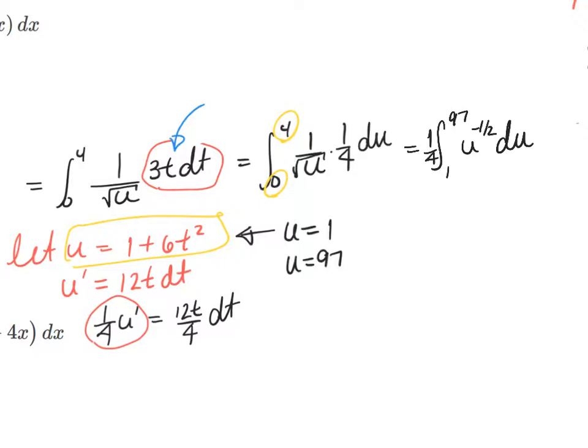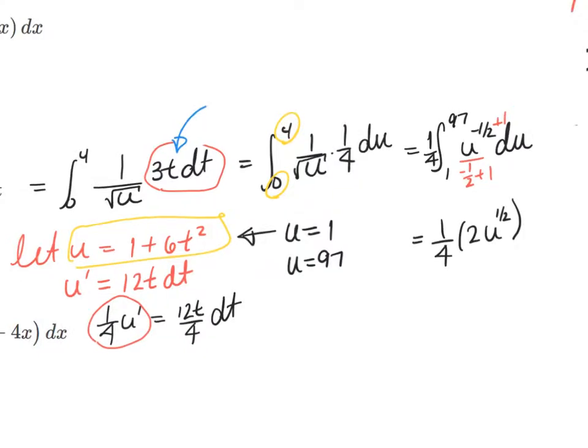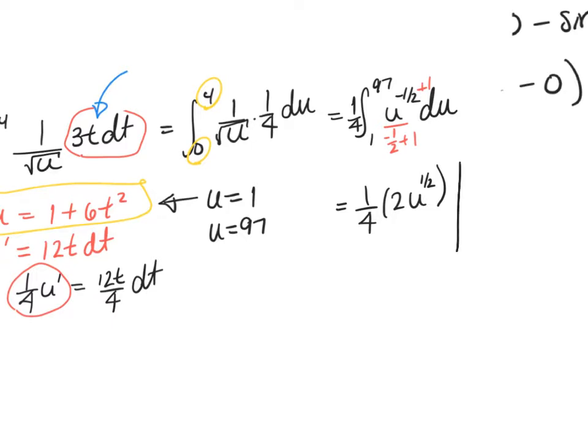So how do I integrate this? I add 1 to the power, and then I divide by that, like I normally do. And so this is going to be equal to 1/4, 2 times u raised to the 1/2, evaluated from 1 to 97.